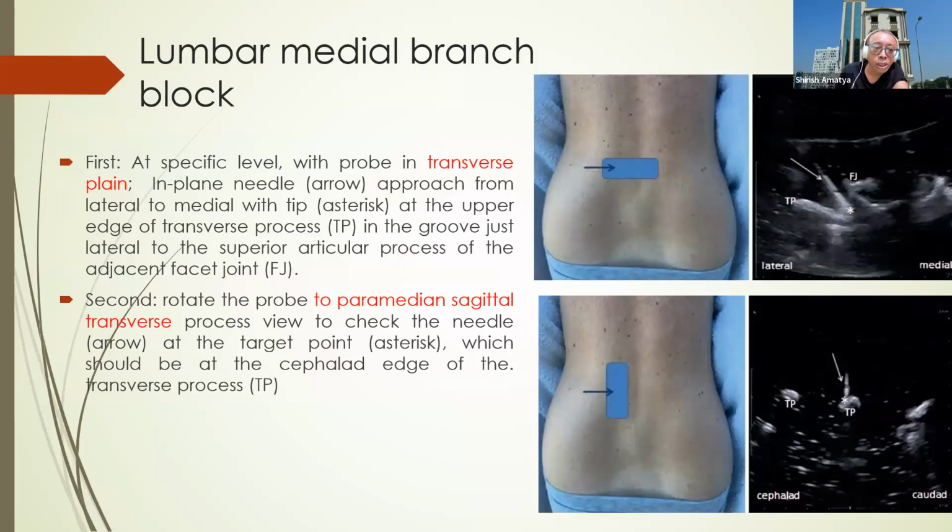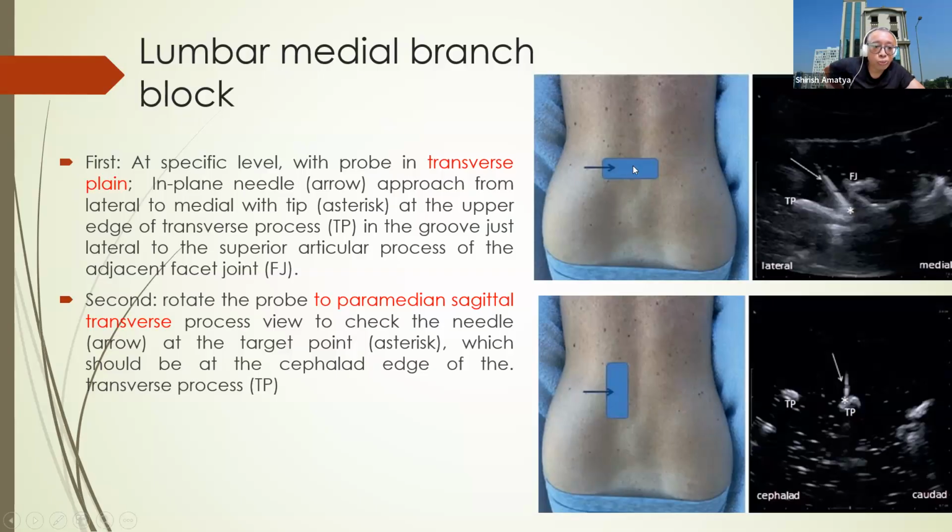we usually put the probe in the transverse axis. We try to see the spinous process and the transverse process. First we put the probe in the transverse plane at the desired level and see the transverse process as well as the superior articular process. The end point of the needle is at the junction between the transverse process and superior articular process.